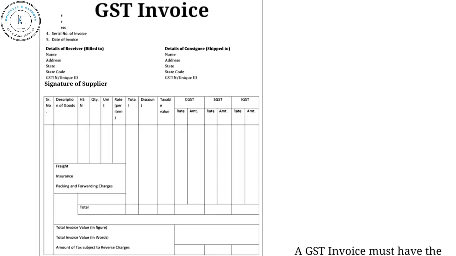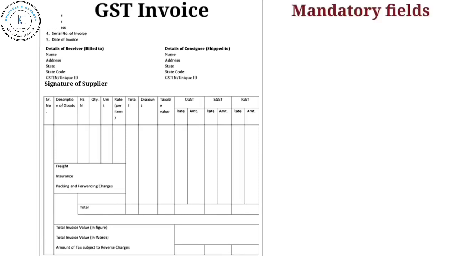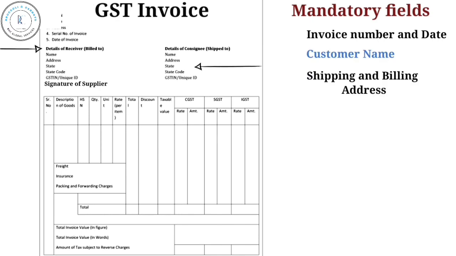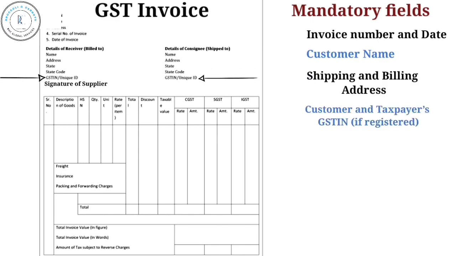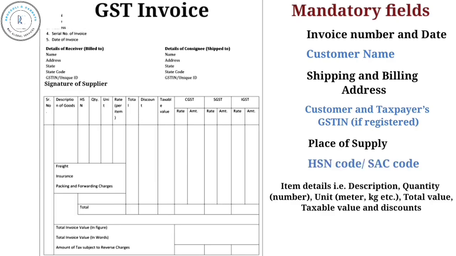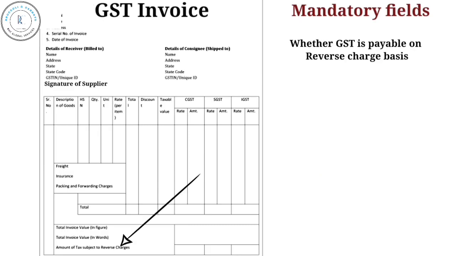A GST invoice must have the following mandatory fields: invoice number and date, customer name, shipping and billing address, customer and taxpayer's GSTIN if registered, place of supply, HSN code/SAC code, item details, that is, description, quantity, number, unit, meter, kg etc., total value, taxable value and discounts, rate and amount of taxes, that is, CGST or SGST or IGST, whether GST is payable on reverse charge basis, and signature of the supplier.